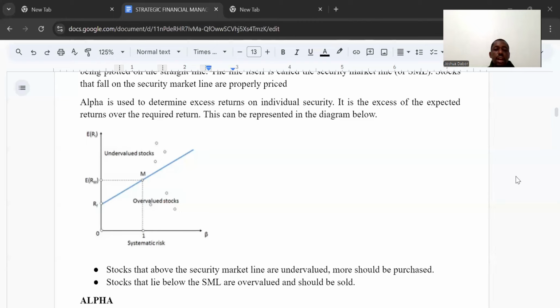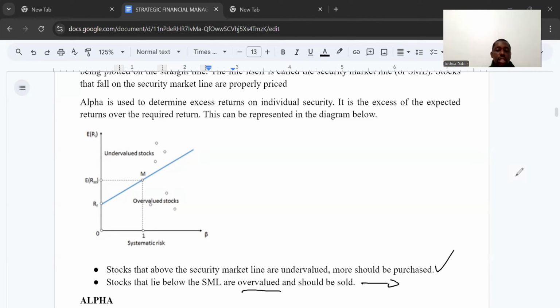So stocks that are above the security market line are undervalued. More should be purchased. Stocks that lie below the security market line are overvalued and should be sold.